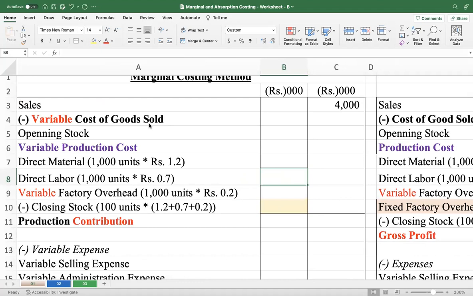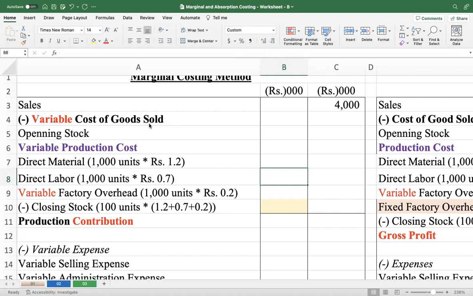So what did we learn in our lesson? We learned that in marginal costing, we consider only variable costs whenever we are calculating cost of goods sold, right? Because we are supposed to find the contribution, or sales minus variable cost. So always first we should give priority to variable costs, like we have shown here. So we have sales minus variable cost of goods sold.